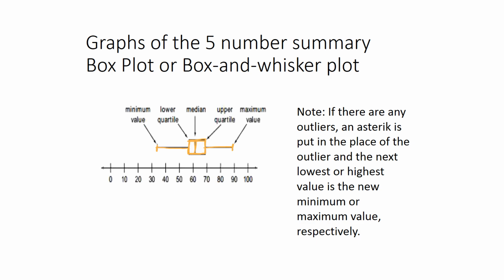Note that if there are any outliers, an asterisk is put in the place of the outlier, and the next lowest or highest value is the new minimum or maximum value, respectively. There's actually a whole process to determine whether a data value is an outlier, which you would maybe do in a traditional statistics course. In this course, if a data value is extremely high or extremely low, there would be no question whether it was an outlier, if we put it on a test or quiz.